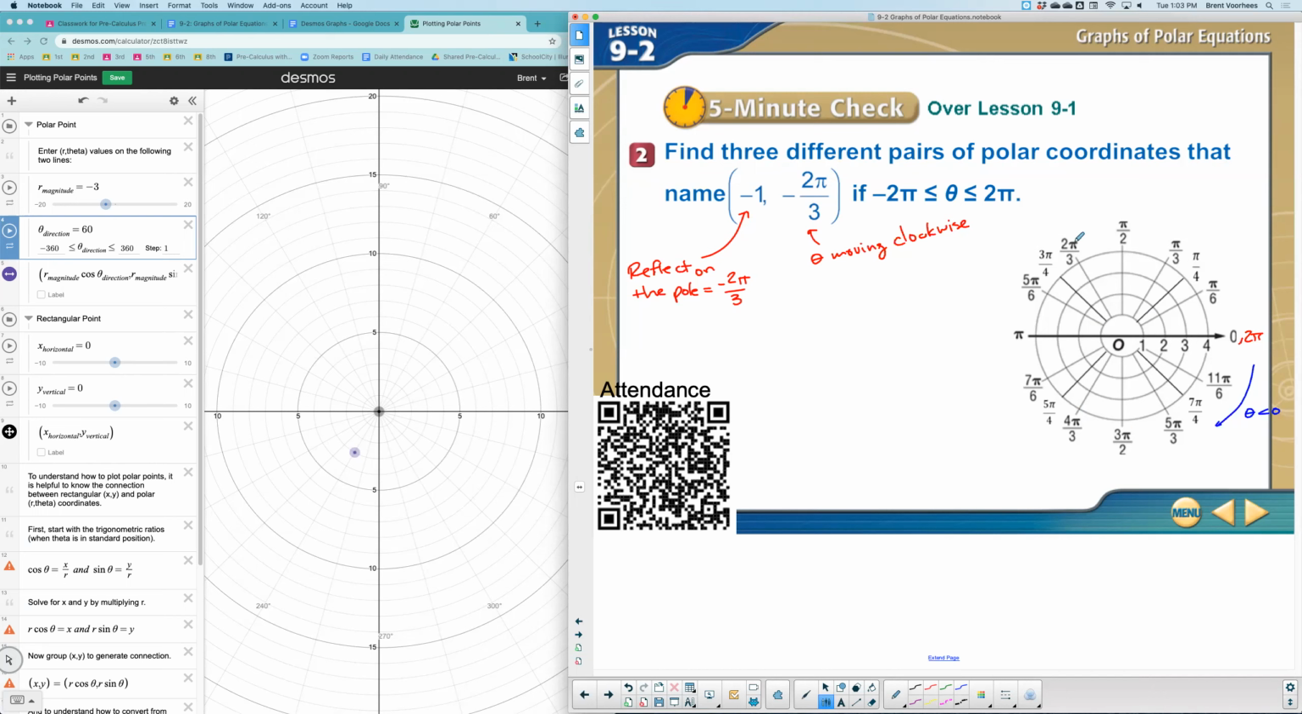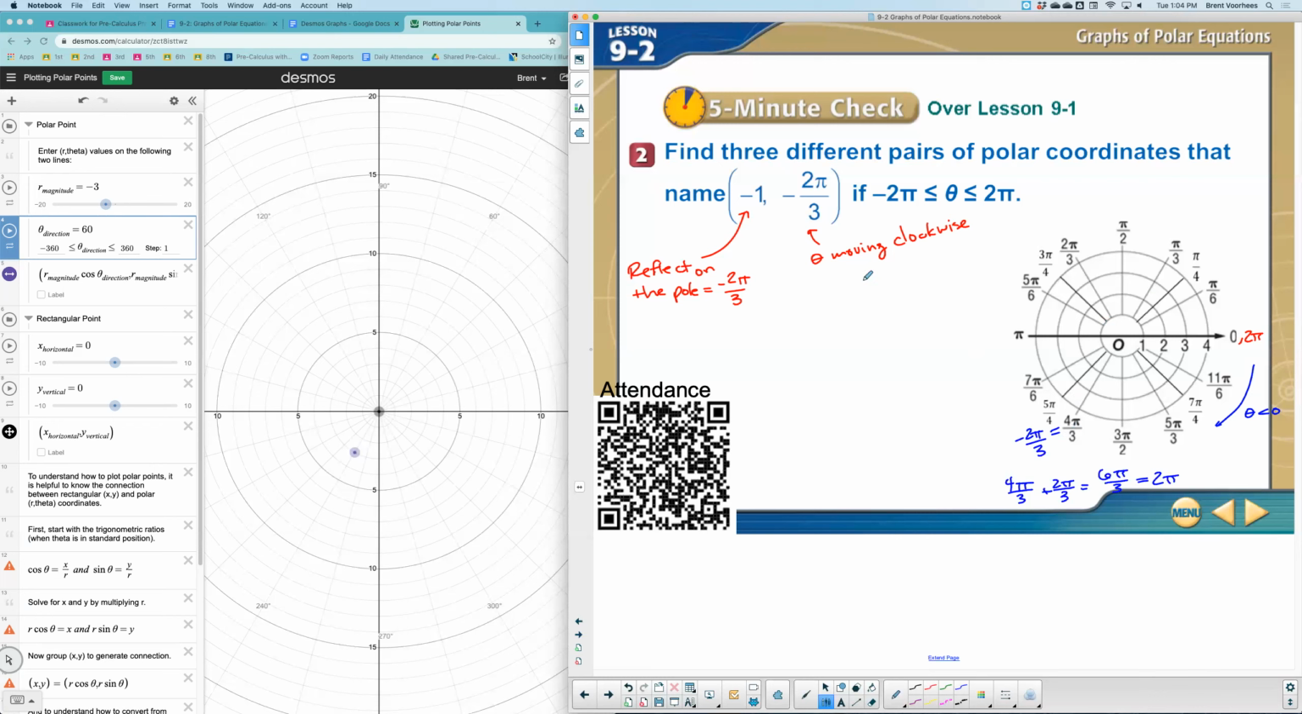Notice that at this fifth value, 1, 2, 3, 4, 5, yep, the fifth one, 4 pi over 3 is coterminal with negative 2 pi over 3. Notice if you add those up, 4 pi over 3 plus 2 pi over 3 would equal 6 pi over 3, also known as 1 full circle, 2 pi. So that is the right value there.